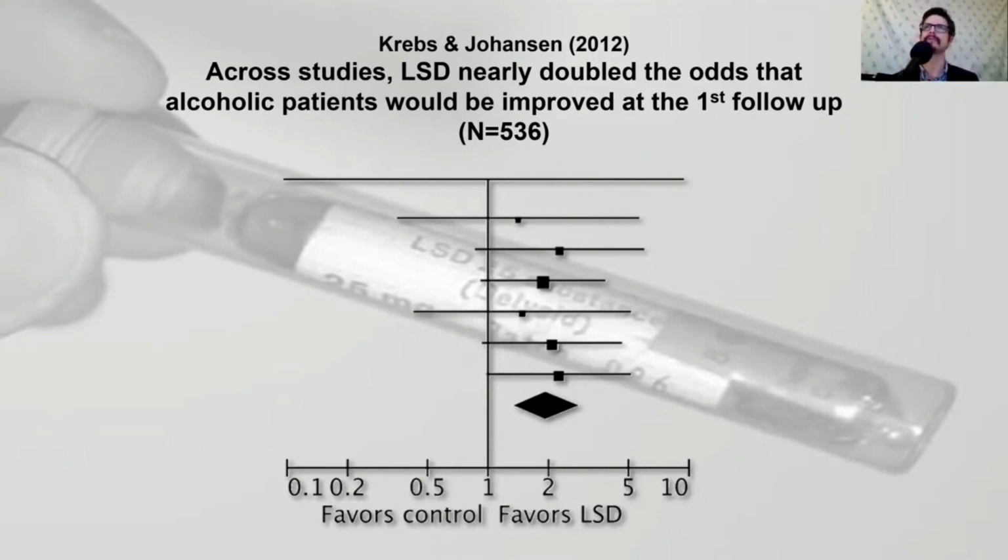And what I'm showing you on the x-axis of this figure from that paper is the odds ratio of improvement. So anything on the right of that center line, centered at the number 1, is showing odds that are favoring people to have greater improvement with LSD, and anything to the left would show a greater benefit for the control condition in that study.